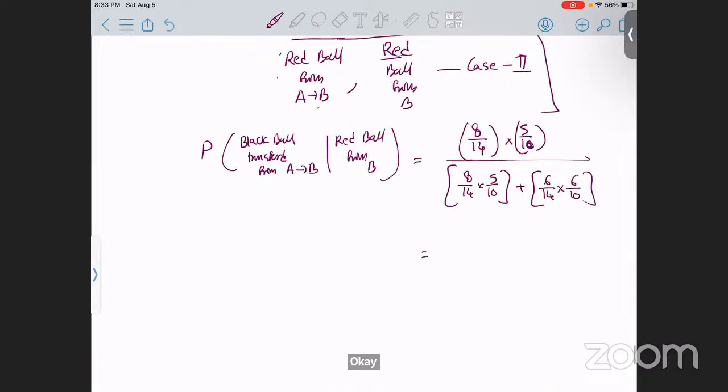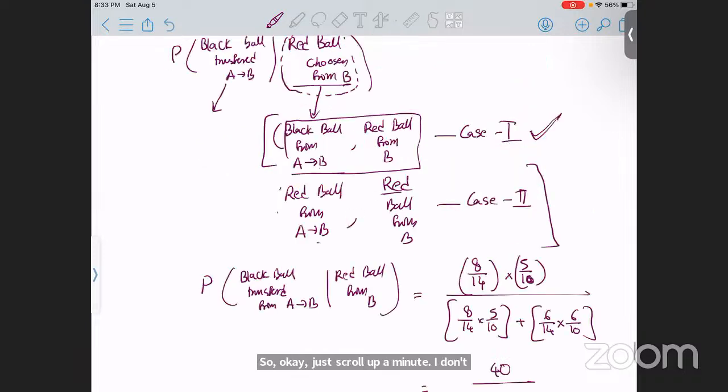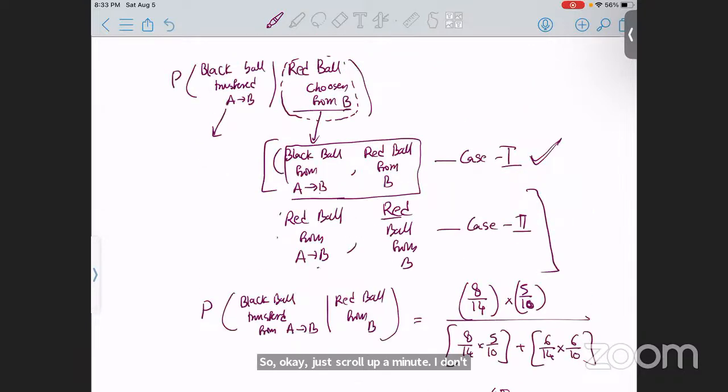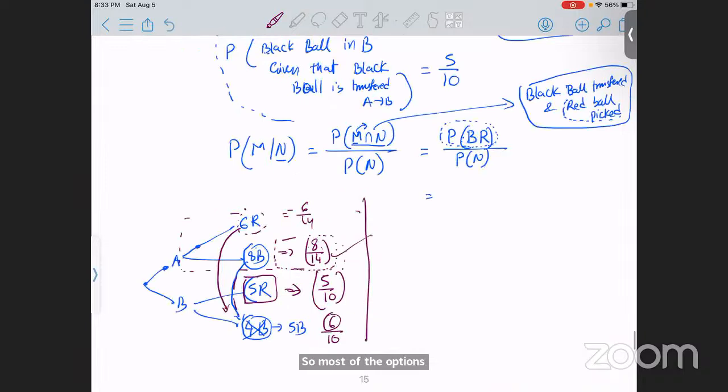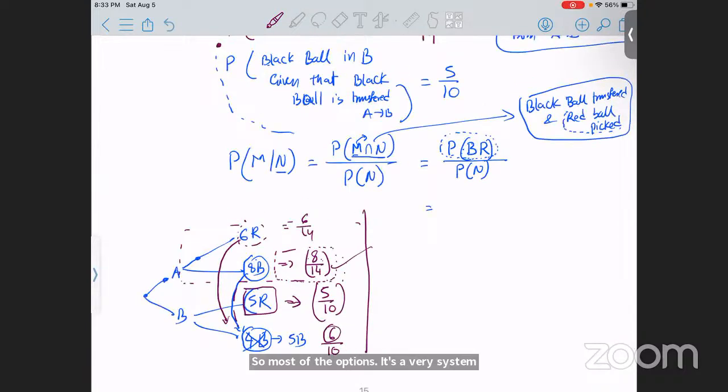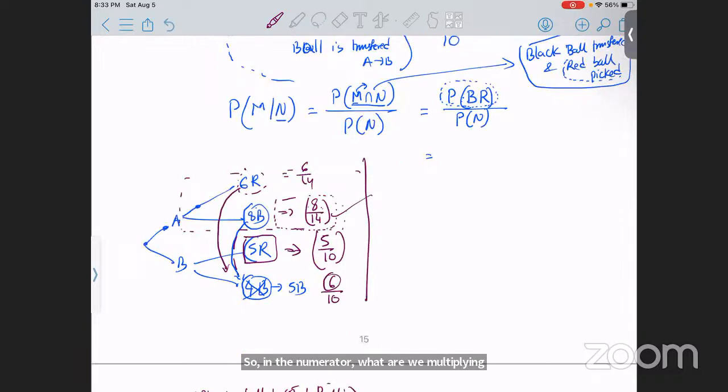Can you just scroll up a minute? Sir, in the numerator, what are we multiplying, sir? Just look. You have to draw two separate tree diagrams for this. I will explain it clearly. If you want a tree diagram, just wait.